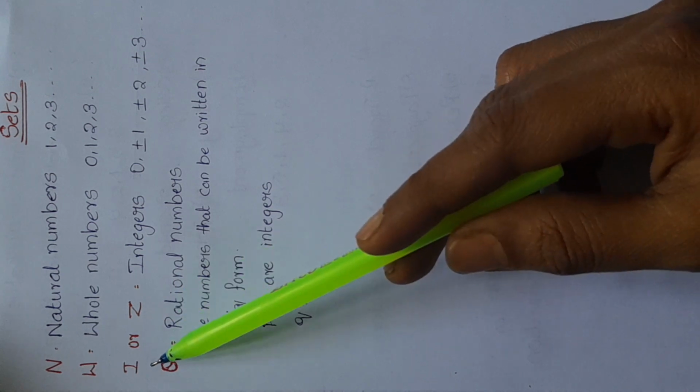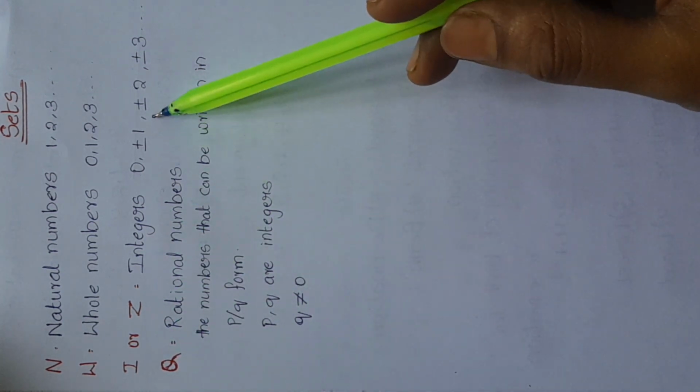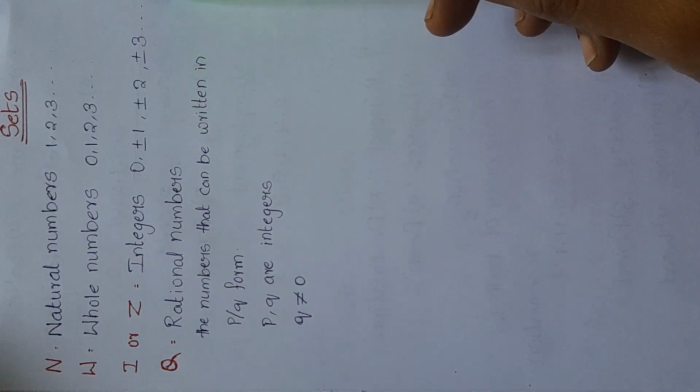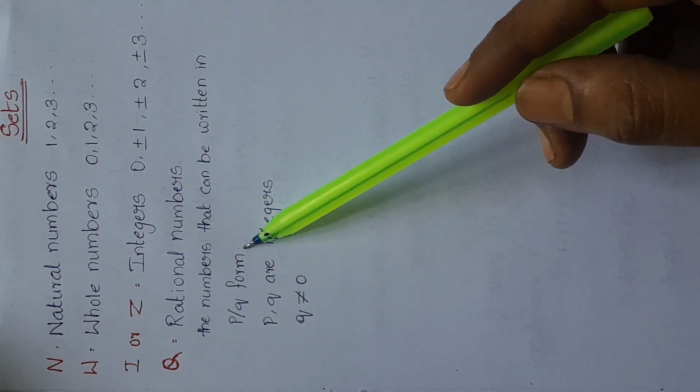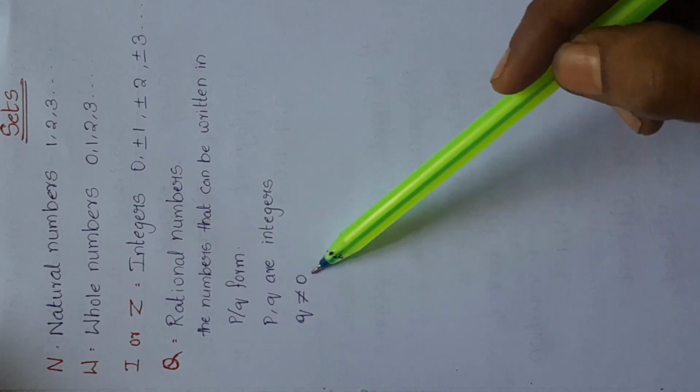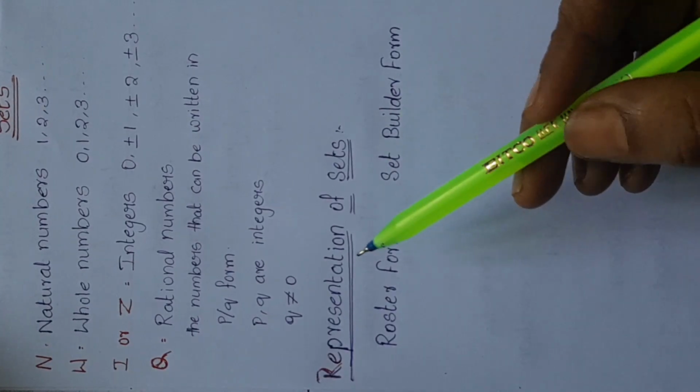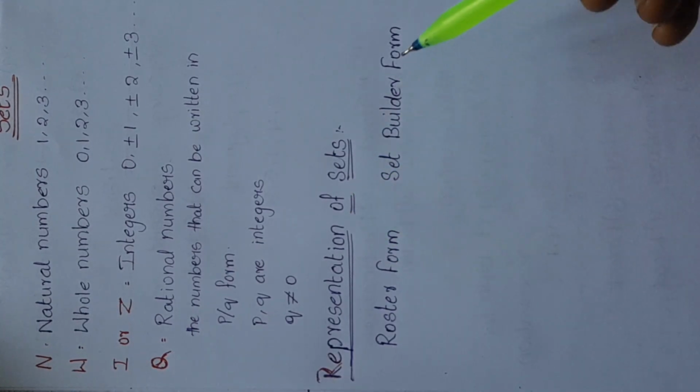Integers we represent with I or Z, that is 0, plus or minus 1, plus or minus 2 and plus and minus 3. Rational numbers we represent with Q, the numbers that can be written in the p by q form. Here p and q are integers and q should not be equal to 0. Generally, we represent sets in two forms, that is roster form and set builder form.